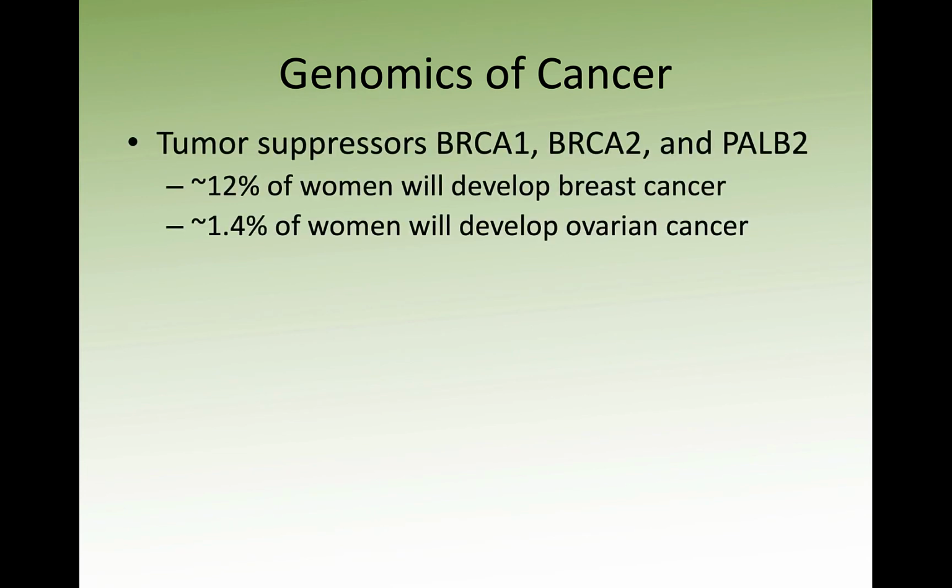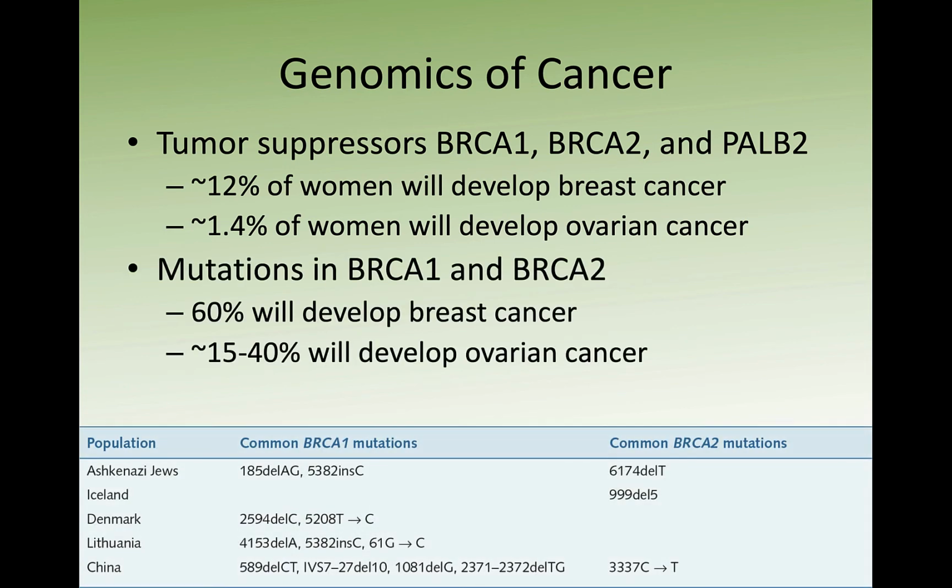If we think again about common tumor suppressors like BRCA1, BRCA2, or PALB2, when we think about BRCA1, we think about breast cancer. About 12% of women will develop breast cancer, and about 1.4% will develop ovarian cancer. But if we find specific mutations in BRCA1 and BRCA2, between 50 and 80% of women are at higher risk of developing breast cancer, and also a much higher risk of developing ovarian cancer.